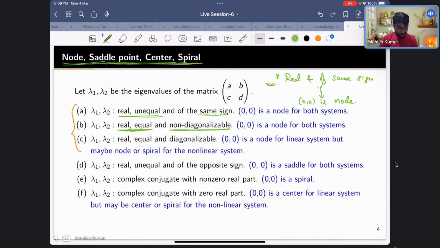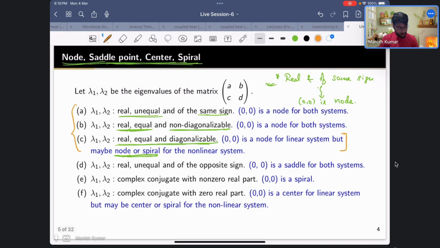But if they are real, equal and diagonalizable, in that case for the nonlinear system the equilibrium point can be a node or it can be a spiral. So we know that for the linear system 0 0 is a node, but for the nonlinear system we cannot conclude in this case when they are real, equal and diagonalizable. So this is one case where the difference arises, right?